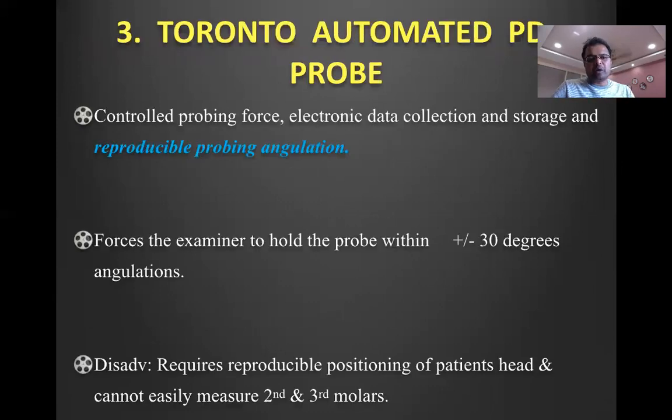One more probe was the Toronto automated probe. Now the Florida probe gave us pressure control. The Foster-Miller probe gave us recording of the cemento-enamel junction, whereas there was still a problem, and that problem was angulation. This angulation was controlled in the new probe known as the Toronto automated periodontal probe.